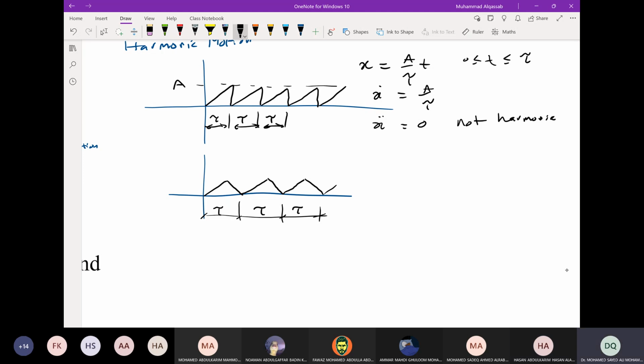Okay, the same thing. Only the sinusoidal functions are harmonic. Sinusoidal functions, sine and cosine, and the complex form of sine and cosine, which is the exponential form. Okay, this is not harmonic as well.